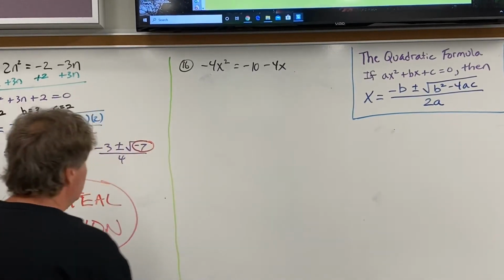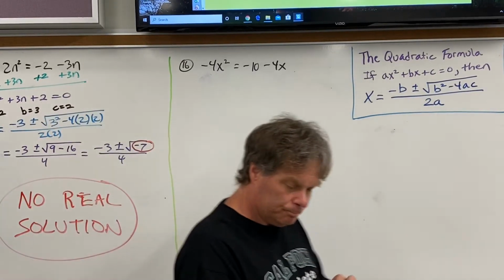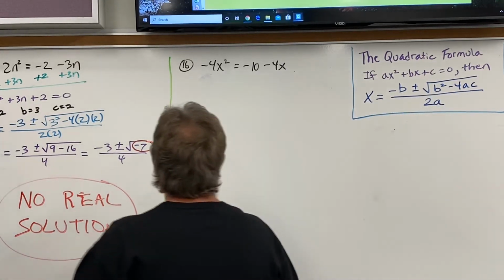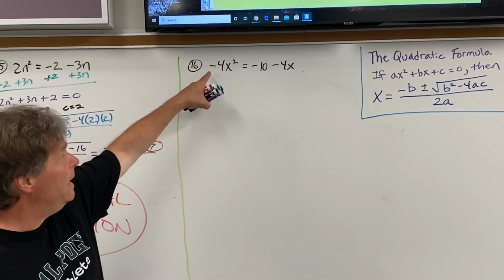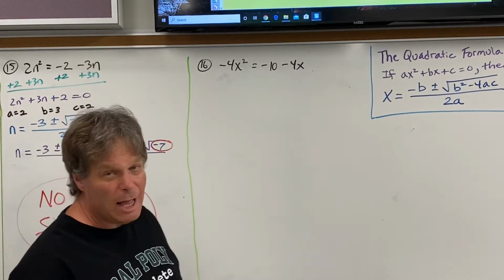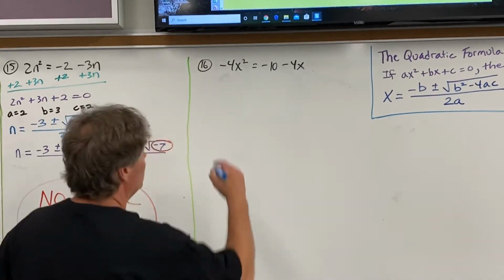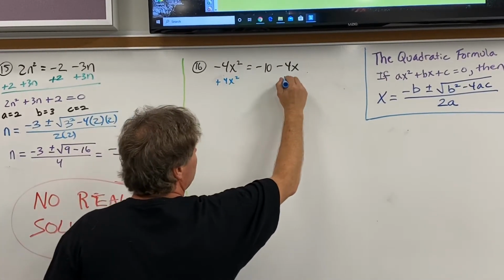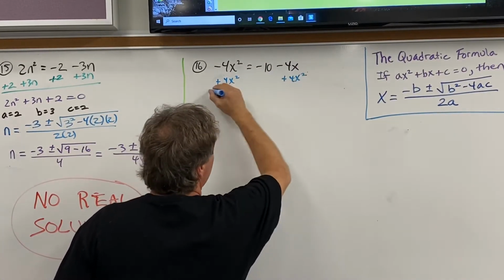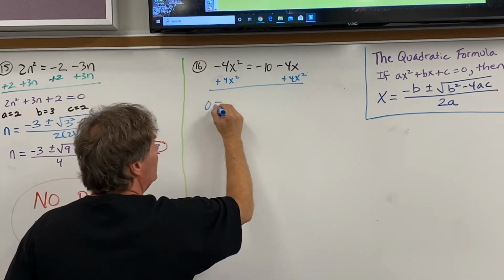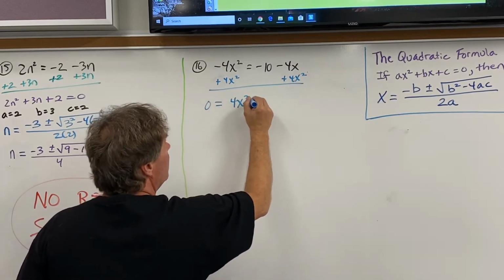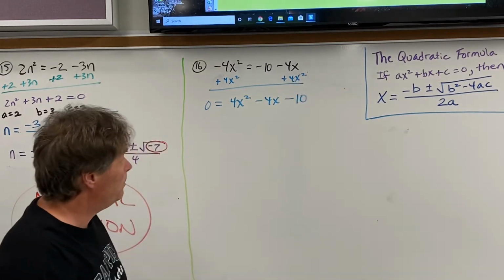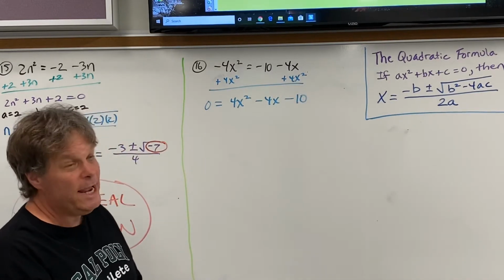Okay, and then finally, this one over here. Oh my gosh, there's a negative in front of the squared term. Not my favorite thing. So I'm going to move this guy over by adding 4x squared to both sides. And I'm going to get 0 is 4x squared minus 4x minus 10.